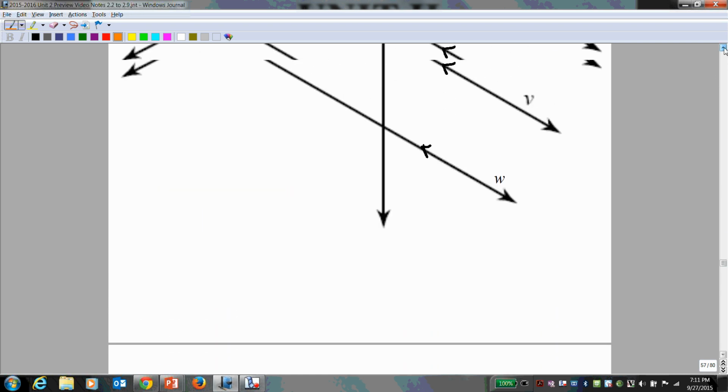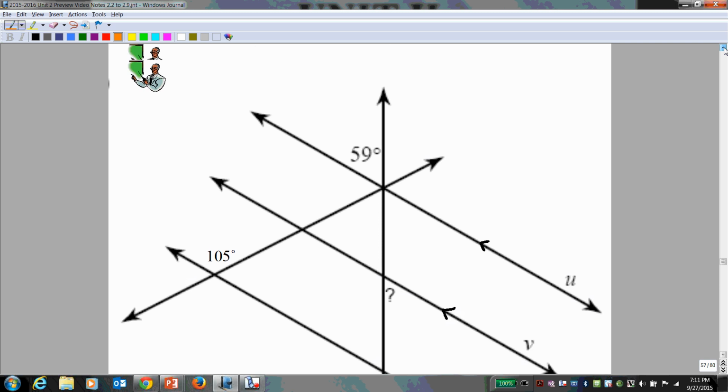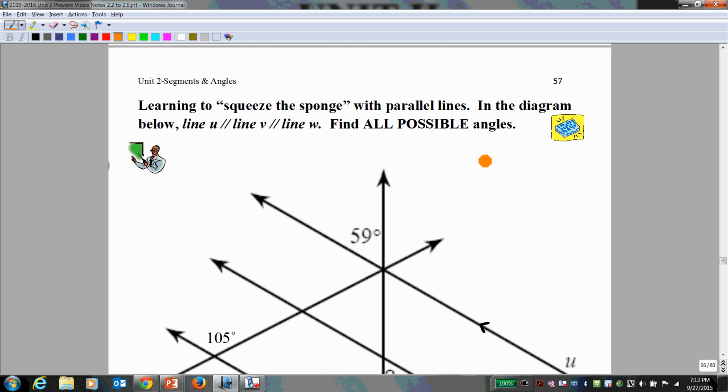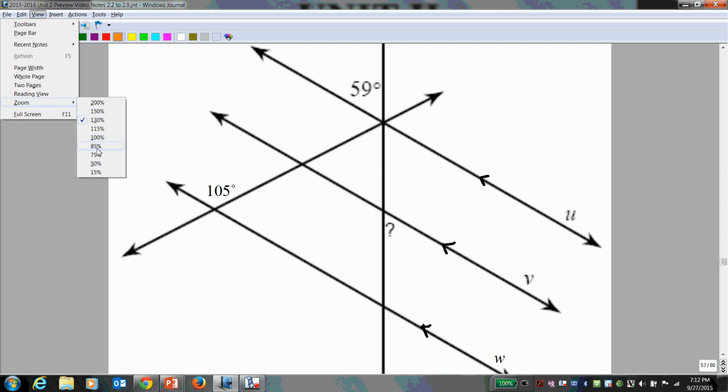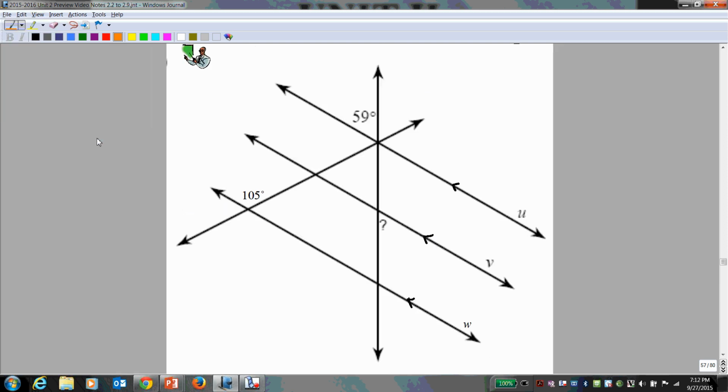Okay, now we're going to pull it all together. Says right here, we're going to find all possible angles given this scenario. Let's look at what we got here. I'm going to talk you through this one, and the next one you're doing on your own.